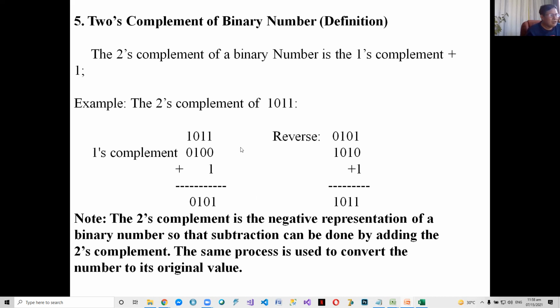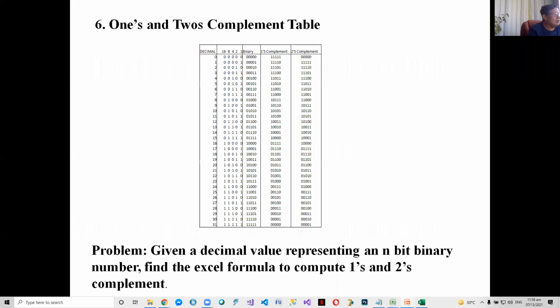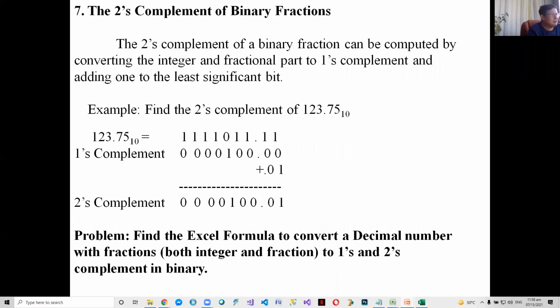Okay? So which means that when you continue applying the 2's complement, you go back to the same value every now and then. Which means that the 2's complement actually is the negative representation of the number. So to subtract, what you do is convert the negative number into 2's complement, and you do an add. Okay?